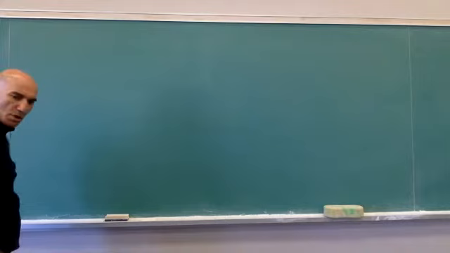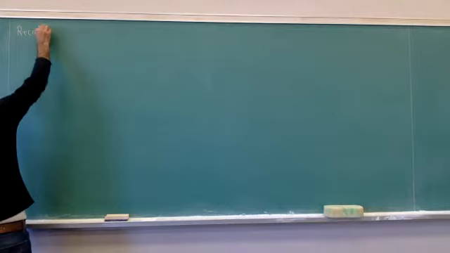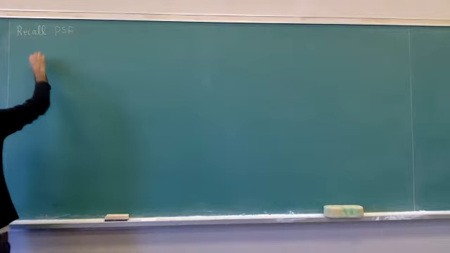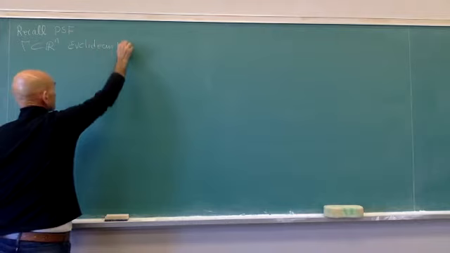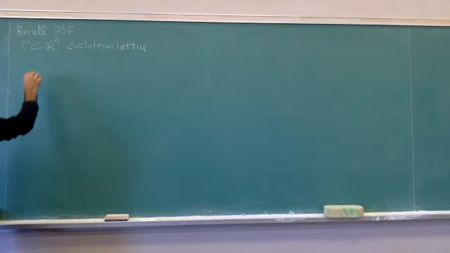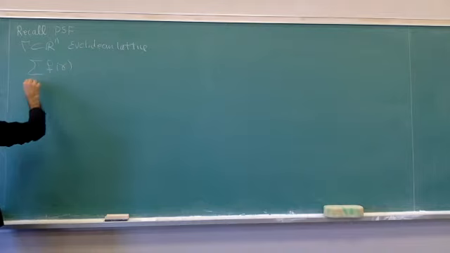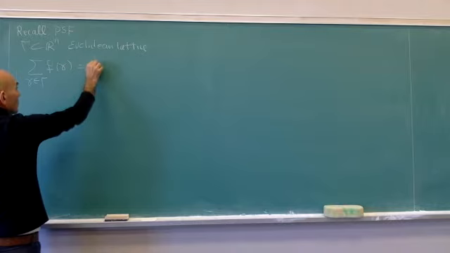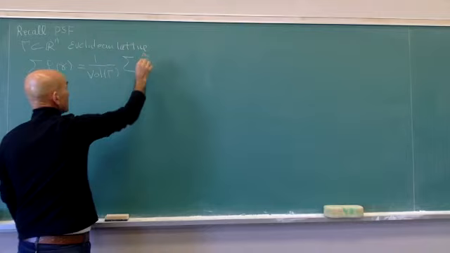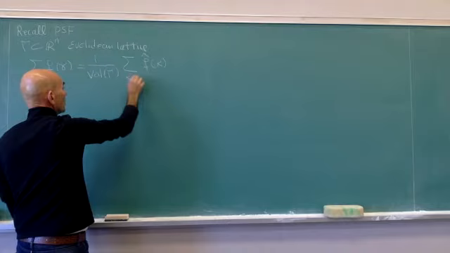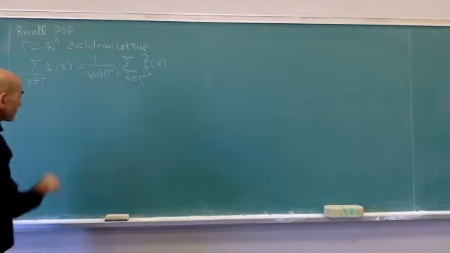We had this Poisson summation formula. We had this lattice gamma inside R^n, an Euclidean lattice. And then we saw that the sum of f(gamma), gamma in gamma, is equal to 1 over the volume of gamma times the sum of f hat(k) over k belonging to the dual lattice, gamma star, for suitable functions f.